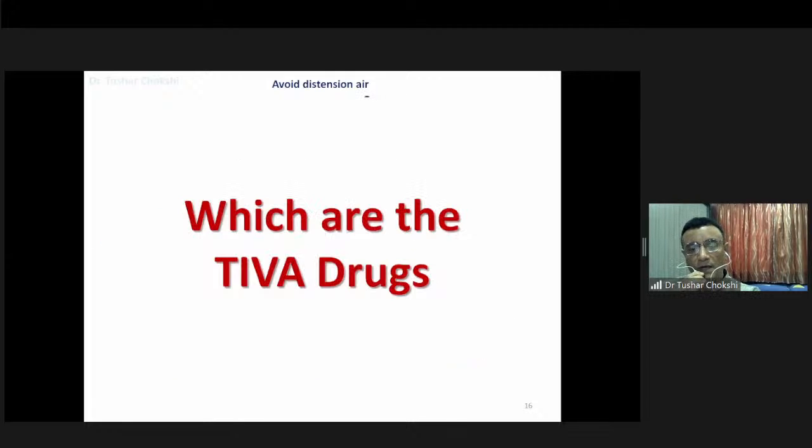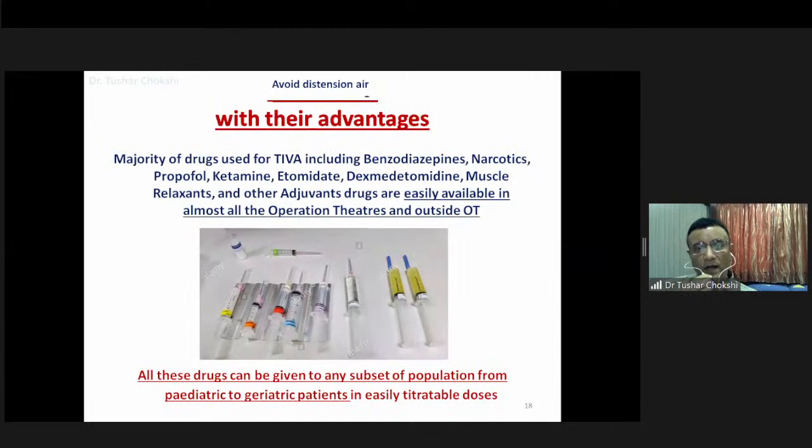Which are the drugs we are using in TIVA practice, with their advantages? Almost all the drugs like benzodiazepines, narcotics, propofol, ketamine, all induction agents, dexmedetomidine, even etomidate, muscle relaxants, and other adjuvants like diclofenac and paracetamol. I will come to the full drug list later. They are easily available in almost all operation theaters and outside operation theaters. And all these drugs can be given to any subset of the population, from pediatric to geriatric, with easily titrable doses. So we have ample liberty to use TIVA drugs instead of only one inhalation agent.